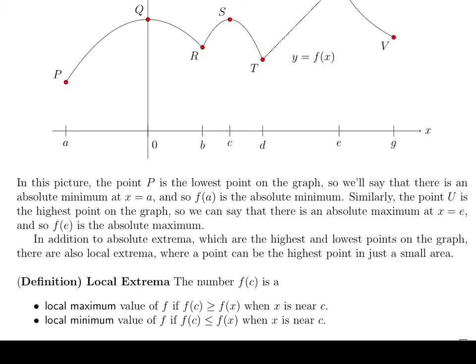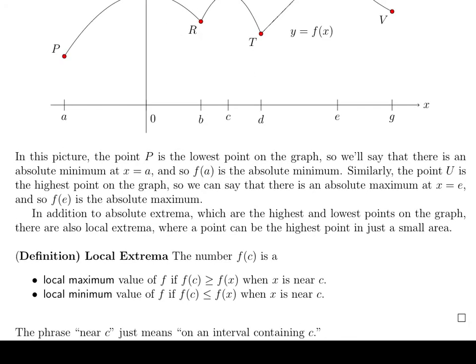So we'll say that the number f(c) is a local maximum value if f(c) is bigger than or equal to f(x), just when x is near c. So it doesn't have to be throughout the entire domain, just near. And then the same thing for a local minimum value: if f(c) is less than or equal to f(x) when x is near c. So you just have to be close by. And now to be precise, the phrase near c means on an interval containing c.